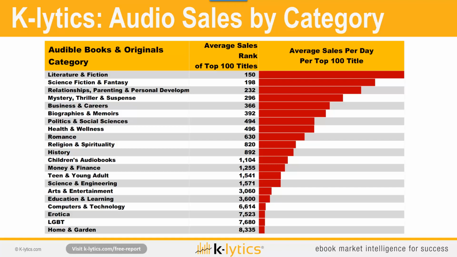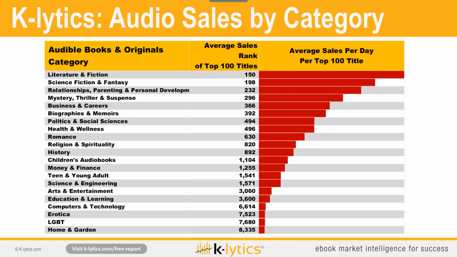So the highest selling audio categories would be, if we neglect literature and fiction as the broad umbrella categories for a second, sci-fi and fantasy, number one. Then non-fiction, of course, very strong in the audio channel. Then mystery, thriller, suspense, then business and careers, biographies and memoirs, politics, social sciences, health and wellness. And here, romance, which is clearly the number one genre on the ebook side, is only more middle of the pack on the audio side.